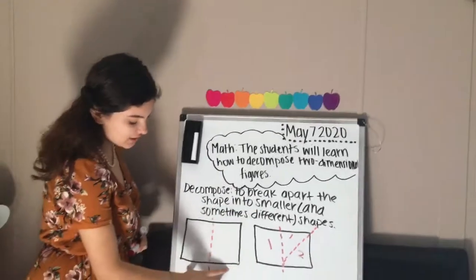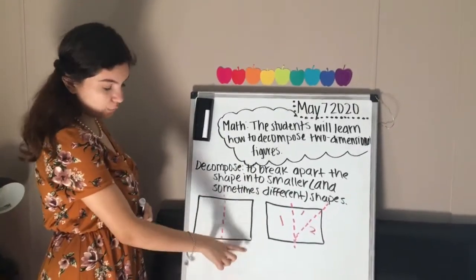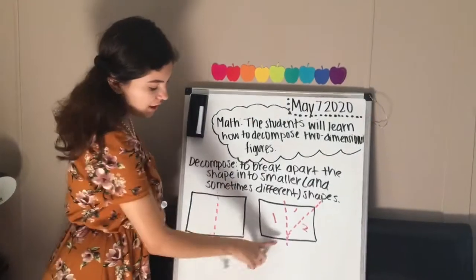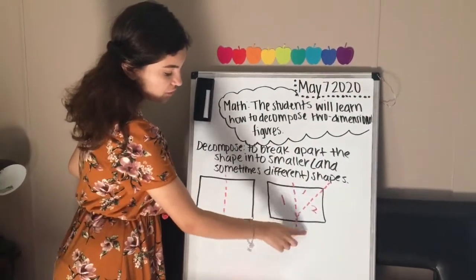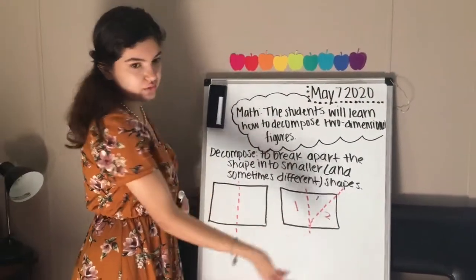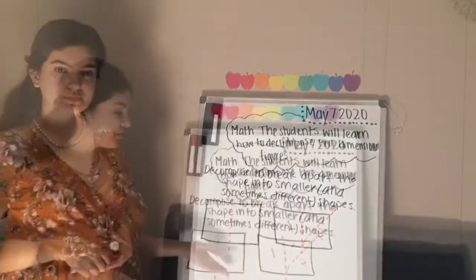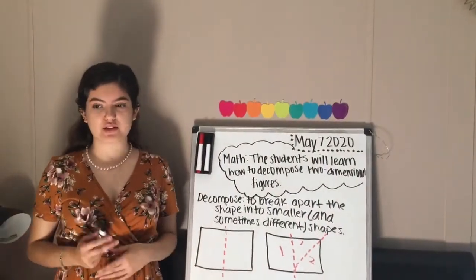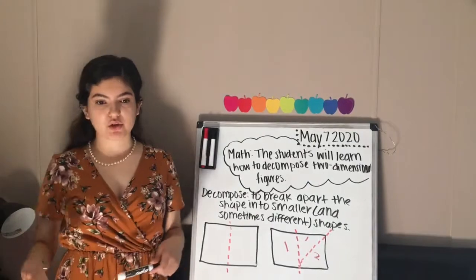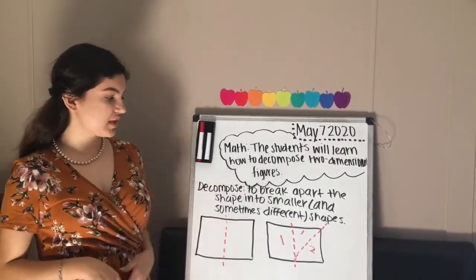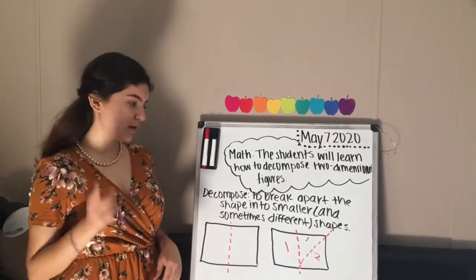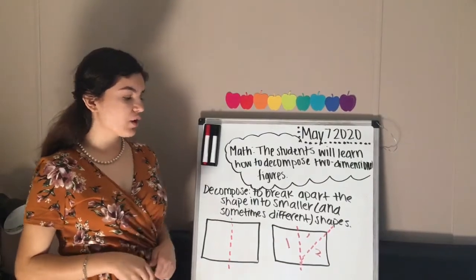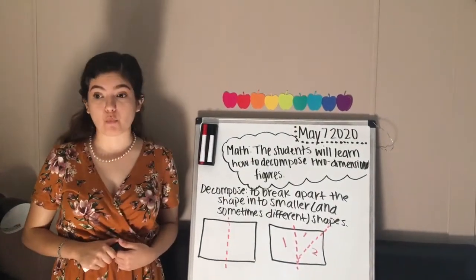You can have the same shape when you decompose a rectangle, for example, or you can have a square and two triangles, which means that the triangle is different than the square. These are two examples, two different ways on how to decompose a rectangle. Later on, you'll be able to decompose this even different ways because we are going to talk about how we can decompose a shape more than one way.